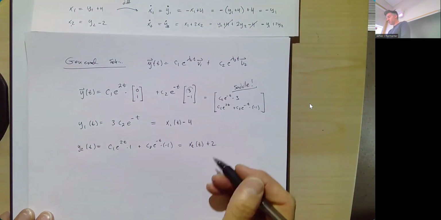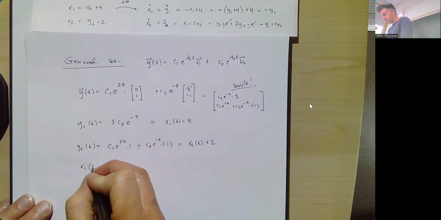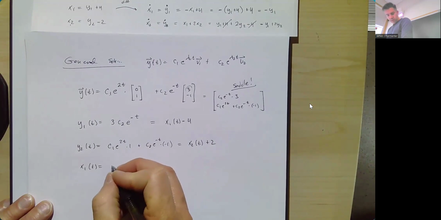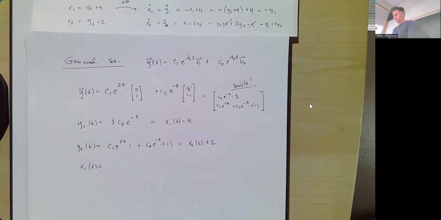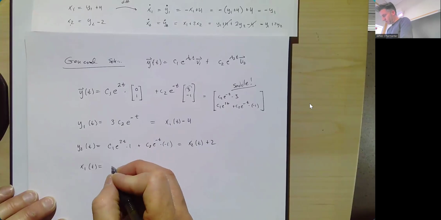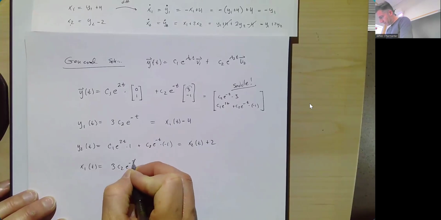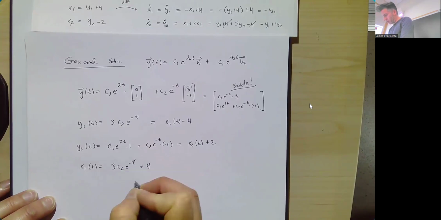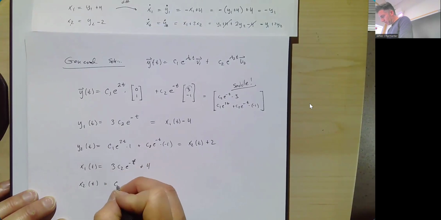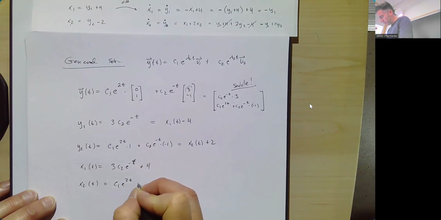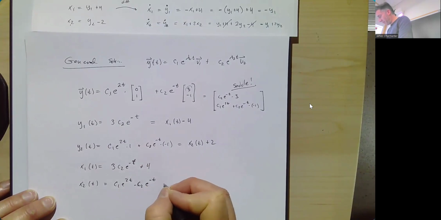So then we can solve for x1 and x2, and we're going to get x1 equal to 3c2 e to the negative t plus 4, and x2 of t is going to be c1 e to the 2t minus c2 e to the negative t minus 2.